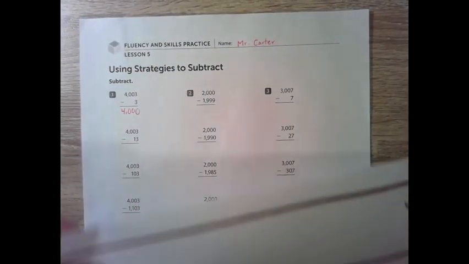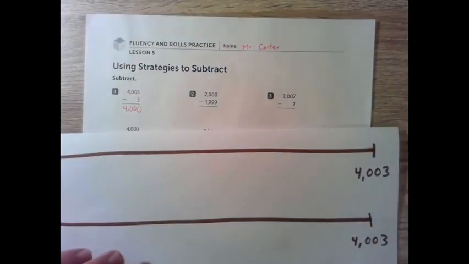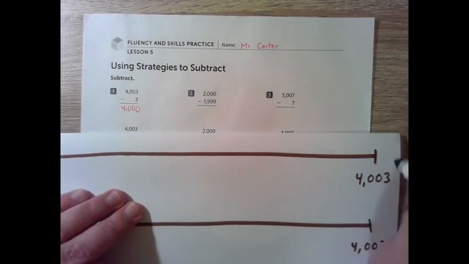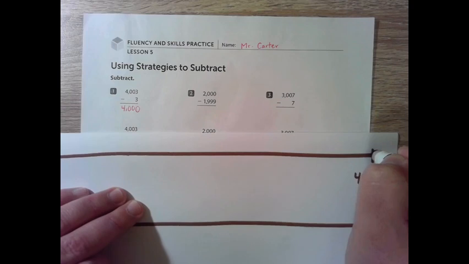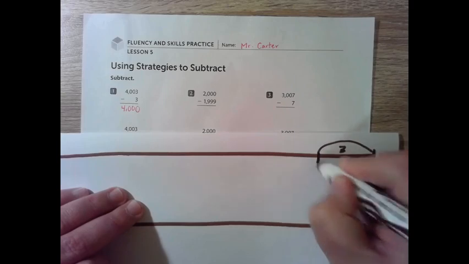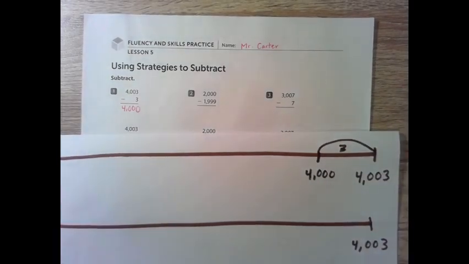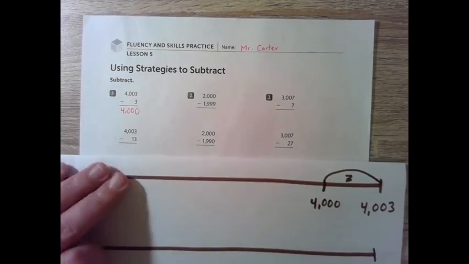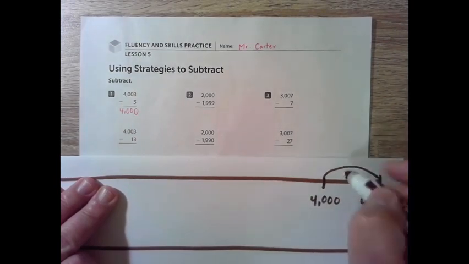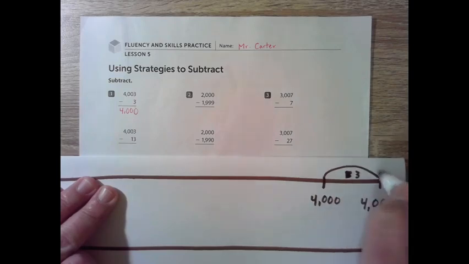And if I was to show you this on a number line, so I have a number line here, we're going to start with 4003 and work our way backwards. So we'll take a jump of 3 backwards, and that lands us at 4000. Okay, so now for the next one, it's 4003 take away 13. So now we have 3 here. Let me write that 3 a little bit better. So that's a jump of 3.